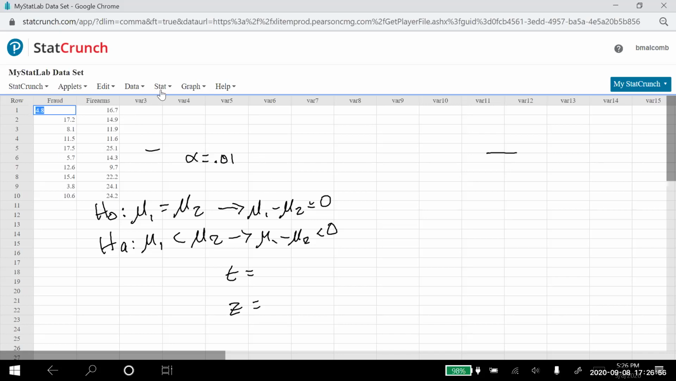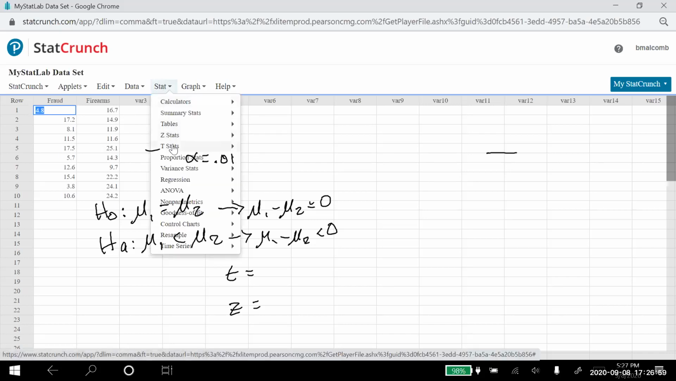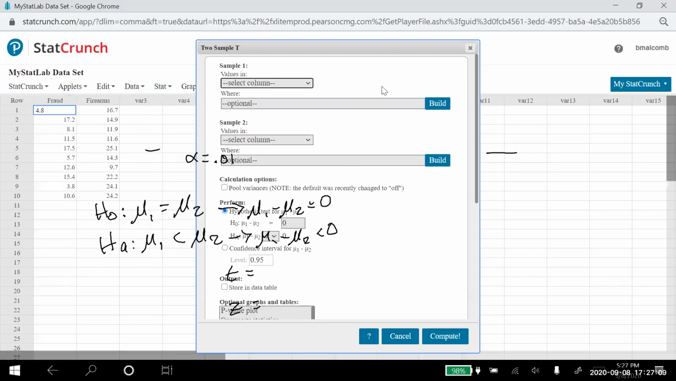And so what I'm going to do is go into Stat, T-Stat, because I'm running a t-test. But this time it's 2 samples, and with the data, because I have all the data, not just the summary. And it says, okay, where's your data? And I say, well, for sample 1, that's fraud. They've named it. They didn't call it variable 1, variable 2 this time. They actually called it fraud and firearms. So I pick the data.